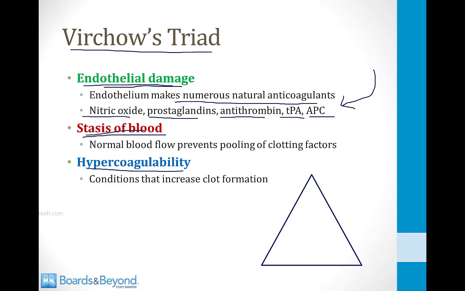Stasis of blood is the second element of Virchow's triad. Normal blood flow prevents the pooling of clotting factors, so if you have stasis of blood, there's increased risk of forming a thrombus. And then the third element is hypercoagulability, and this is the presence of any condition that increases the likelihood that a clot will form.